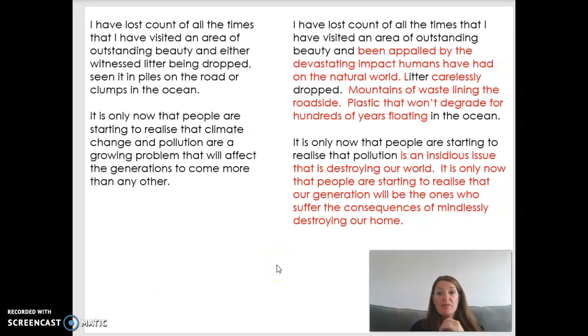Okay guys, I hope you managed to decide on a few things. I've done the task at the same time as you, so I've done exactly the task I set you, to use the 4 E's to try and make this more powerful. I've done it as well. So you can see in red what I've changed.